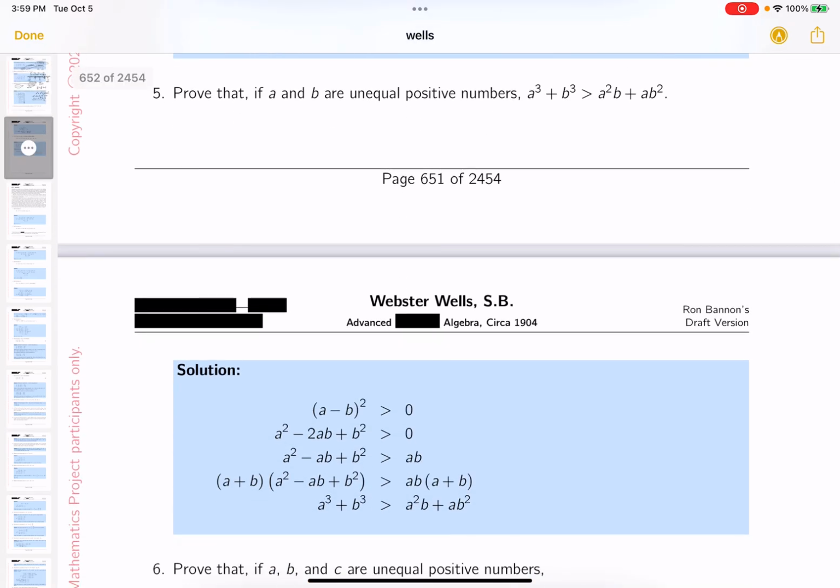It says prove that if A and B are unequal. So now all I know is that A is not equal to B. That's all I know. So my question over here, what would you do? Well, I'm still going to do that 0 business because it makes it easy for me. So let me write this over here. A cubed plus B cubed minus A squared B minus AB squared is greater than 0.